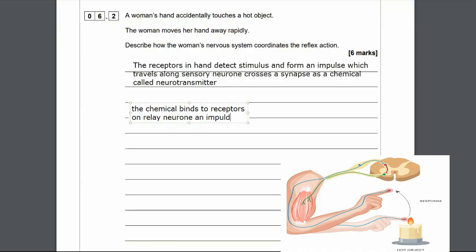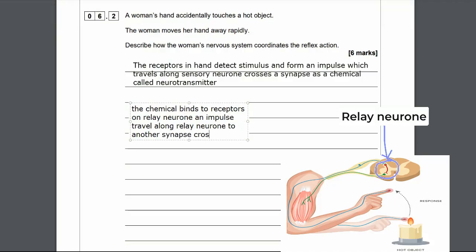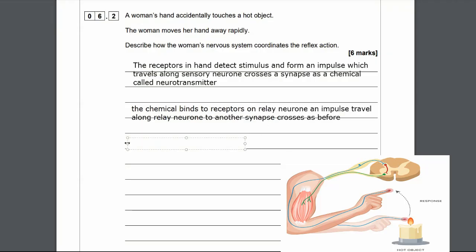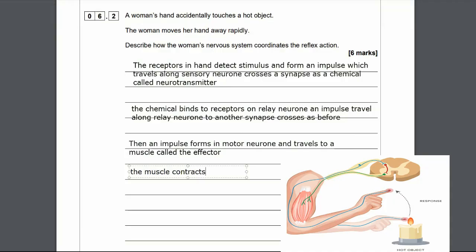The next nerve or neuron is known as the relay neuron. That's the one you can see here just running through the vertebrae of the spinal cord. Now, not all reflex arcs have 3 neurons. Some just have a sensory and a motor neuron, but some have this relay neuron going through the spinal cord or brain. And the impulse then travels down the relay neuron and crosses another gap, just like before, called another synapse between the relay and motor neuron. And then it enters the motor neuron. It travels down the motor neuron to the muscle, which we call an effector.